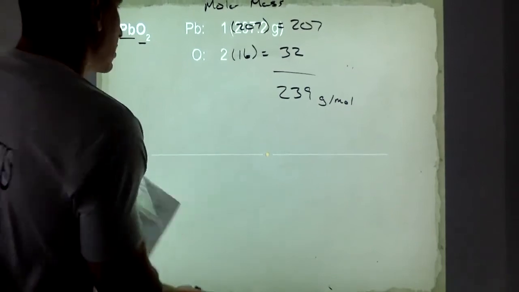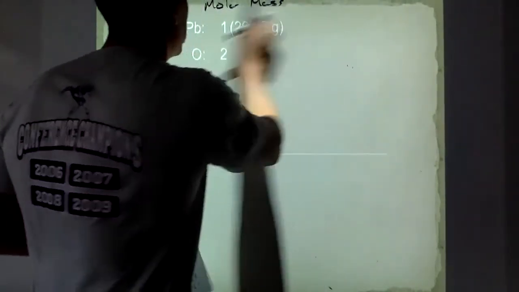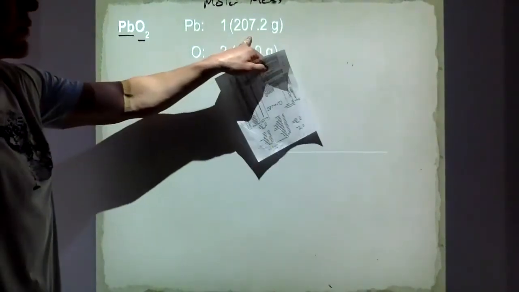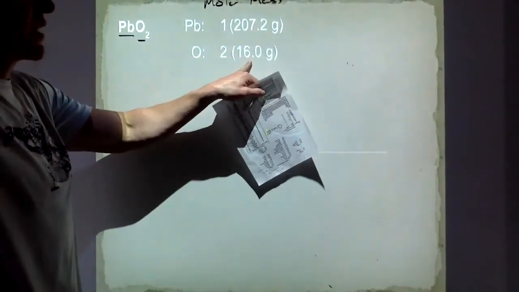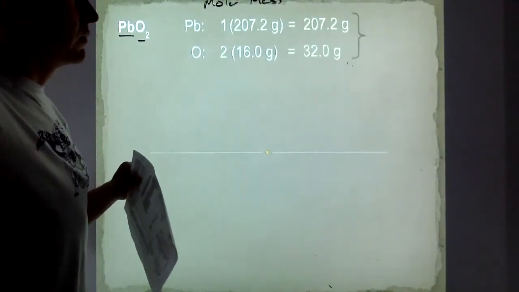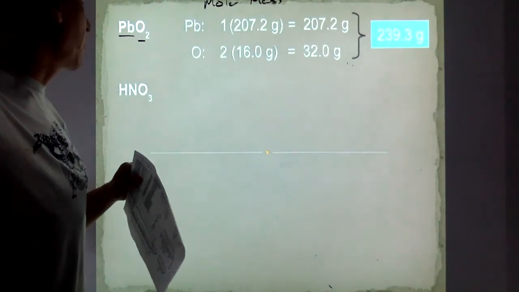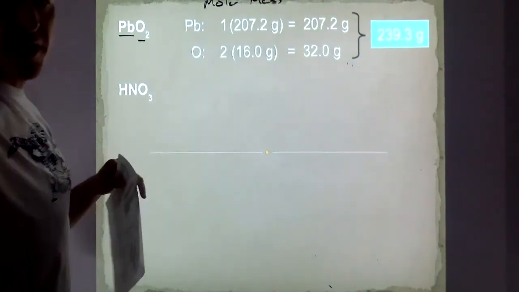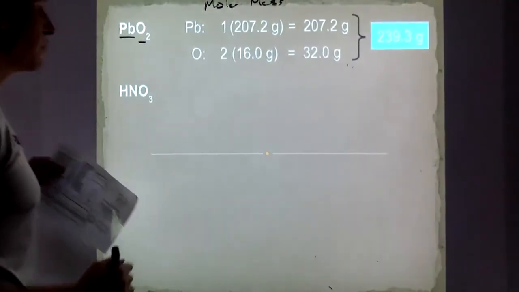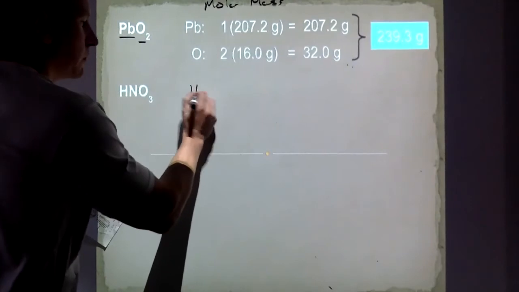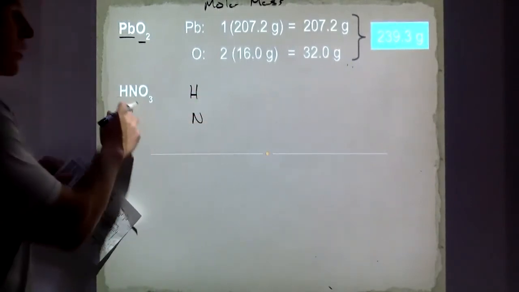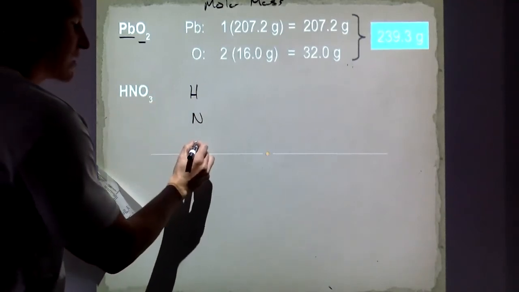I'm going to do exactly what I just did there. So remember, this is the atomic mass found on your periodic table. This is the atomic mass found on your periodic table. We multiply them, and then we add them up. So 239.3. Here you have HNO3. Okay, so we're going to find the molar mass of this one. Hydrogen, there's 1 hydrogen in this molecule. Nitrogen, there's only 1 nitrogen, but there are 3 oxygens.